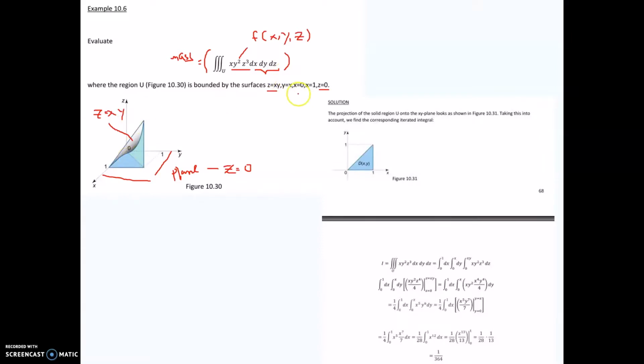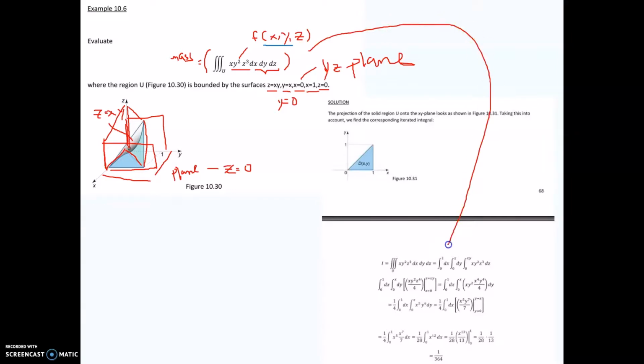And then it's also bounded by x equals 0 and x equals 1. So x equals 0 is the yz plane, which is over here, right, to x equals 1, which is over here. This object is also bounded by y equals x, which is over here, and also y equals 0, which is the xz plane. Let's continue to solve this integration.